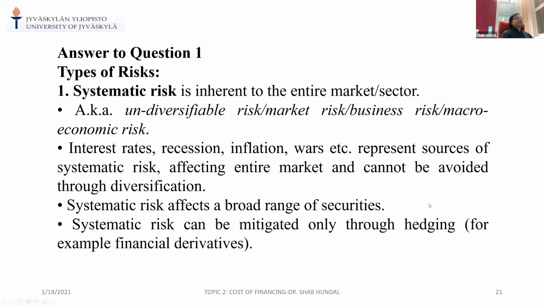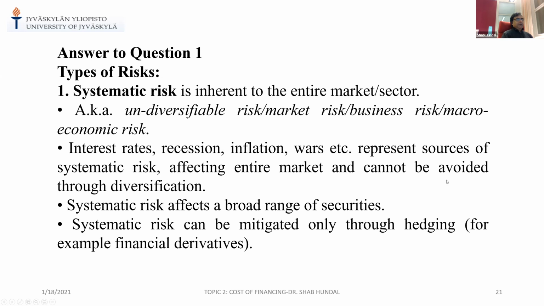The systematic risk is inherent. It is absolute. It is available, or I would say that the systematic risk is the risk which every firm, industry, sector is susceptible to, which is faced by. So this is the market risk. This comes from the market variables. This comes from the macroeconomic variables. So these are the risks which are available to the entire market, entire sector.